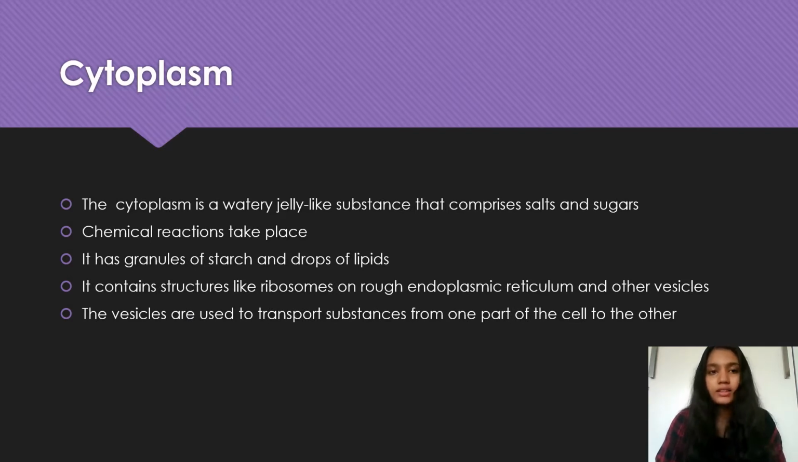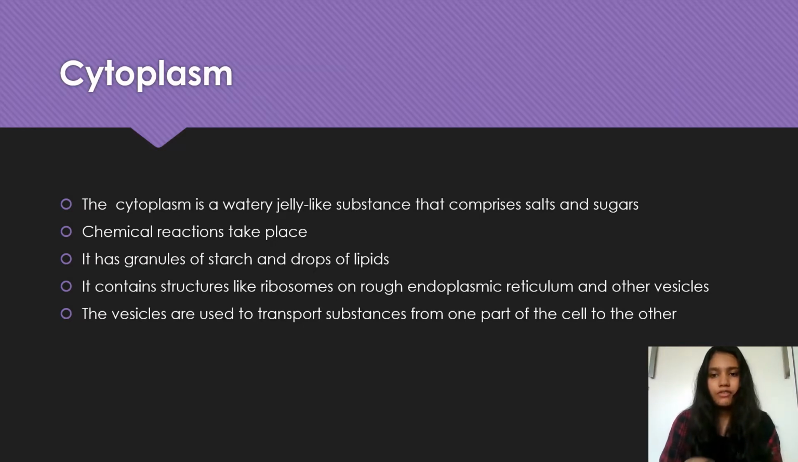Then we have the cytoplasm, which is a very important part of the cell. It's a watery jelly-like structure in the cell, and it contains drops of lipids, which are basically fats. You should get used to calling lipids fats. And it has granules of starch as well. Chemical reactions take place in the cytoplasm. The cytoplasm contains ribosomes and rough endoplasmic reticulum, which we will do later. Ribosomes are involved in protein synthesis, which is basically the forming of a protein. So the ribosome is present in the cytoplasm, and reactions like this occur in the cytoplasm.